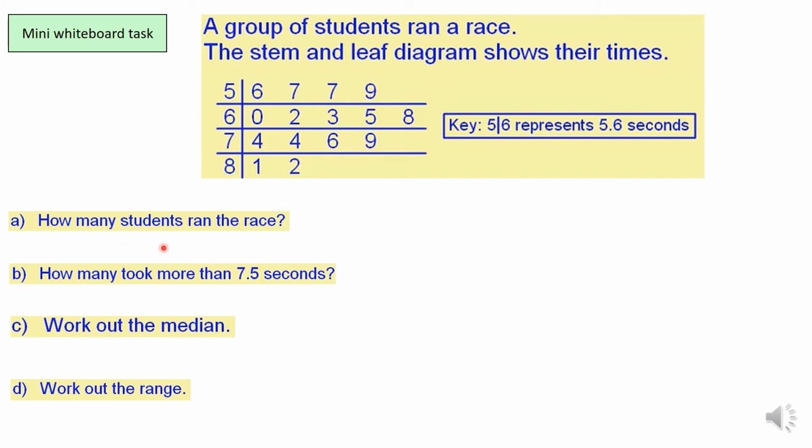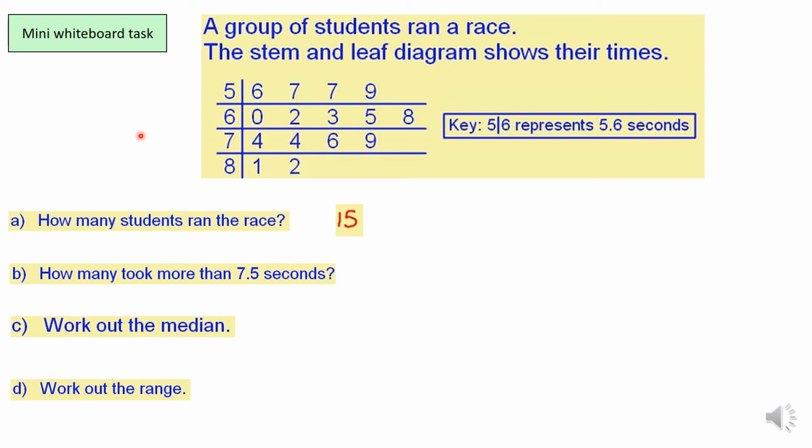How many students ran the race? If I want to write the data one by one, it would be like 56, 57, 57, 59. So on the top row, I have only 4 pieces of data. I'm just going to count it like that: 1, 2, 3, 4, 5, 6, 7, 8, 9, 10, 11, 12, 13, 14, and 15. So altogether, 15 pieces of data are on the table.